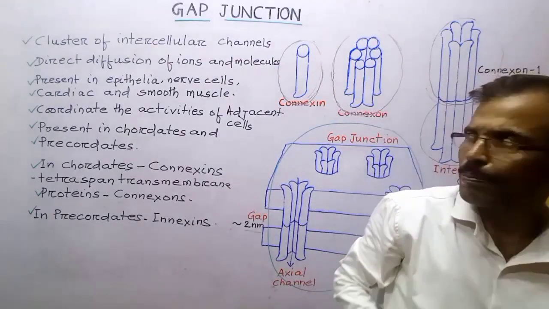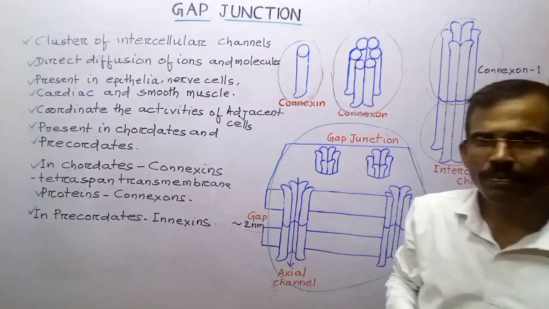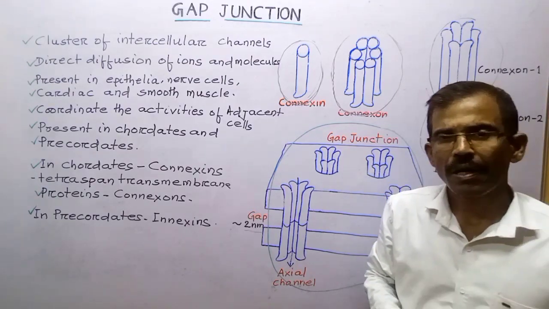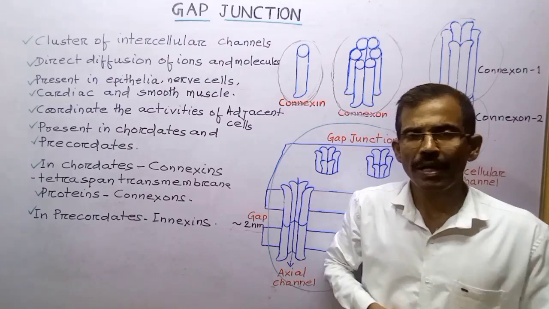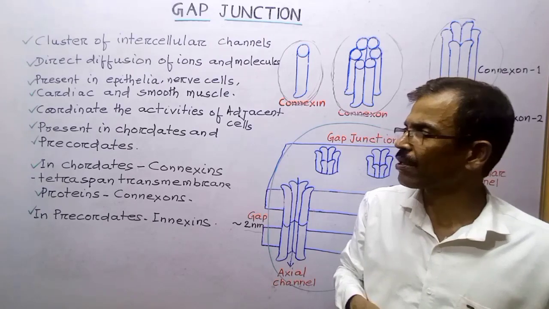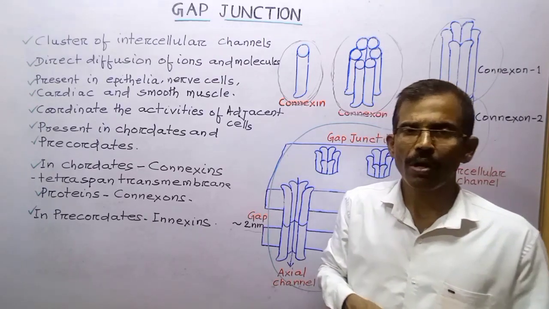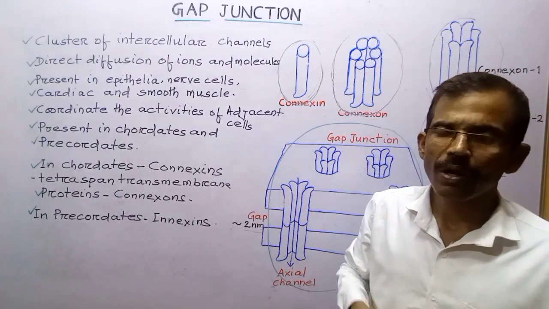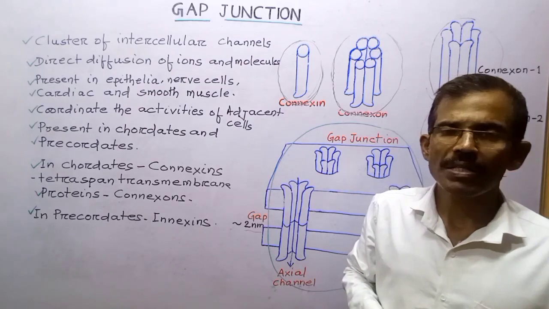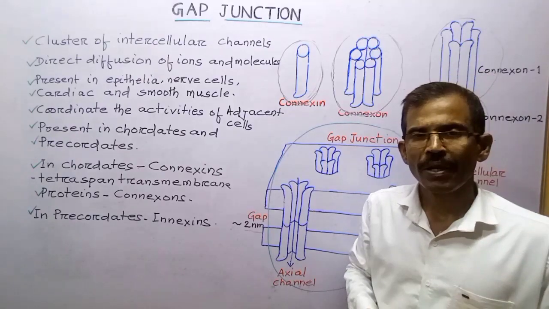Gap junctions are present in different tissues such as epithelia, nerve cells, cardiac muscle and smooth muscle. Their main role is to coordinate the activities of adjacent cells so that they can work in unison. Gap junctions are present in both chordates and prechordates. In chordates, the junctions are composed of connexins, whereas in prechordates, they are composed of innexins.